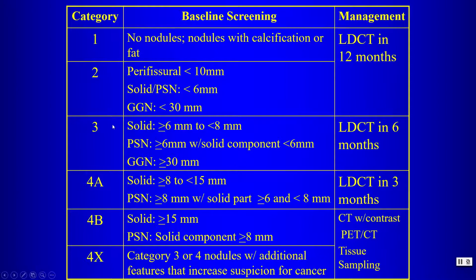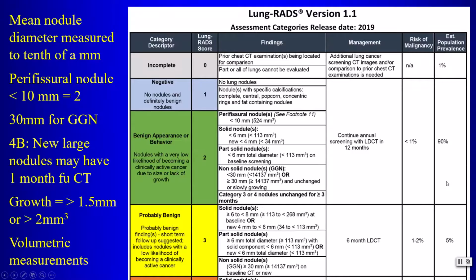With a score of 3, the patient will get a low-dose CT in 6 months. And when we get to 4, now we are thinking more in terms of malignant lesions. So 4A, screening CT follow-up in 3 months, and 4B and 4X. Here we're thinking more and more malignancy as we progress to 4B and 4X. And then here we can be more aggressive. We might consider PET CT or tissue sampling in these cases, biopsy in these cases.